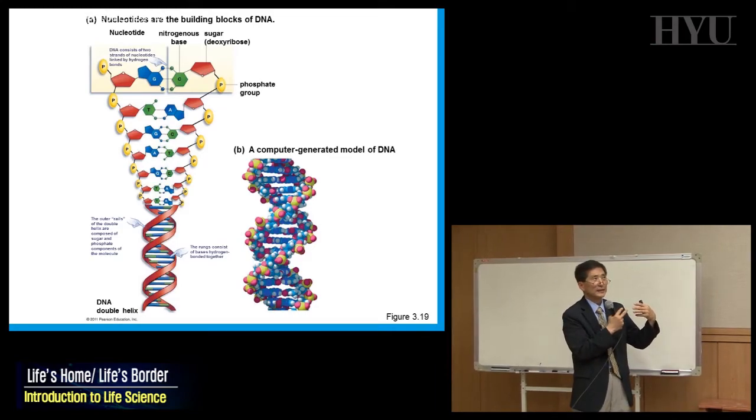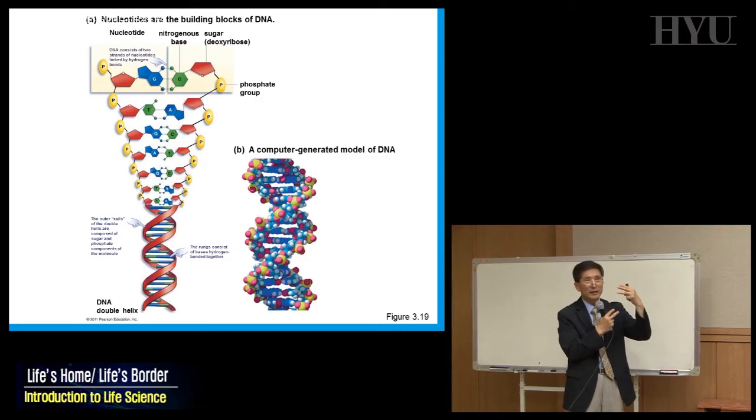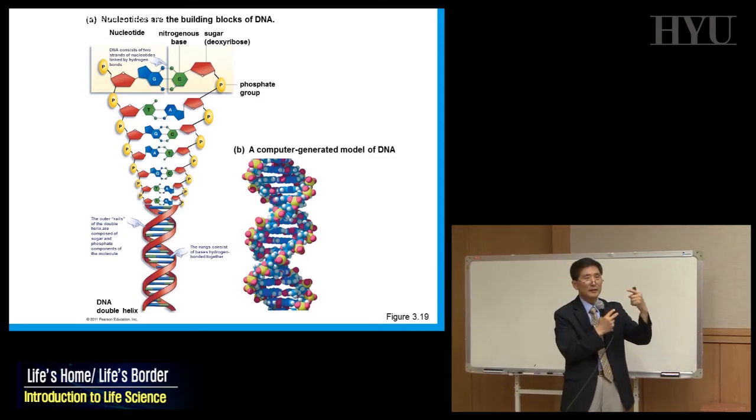No? Yeah. G and C has 3 hydrogen bonds. A and T can have 2 hydrogen bonds.